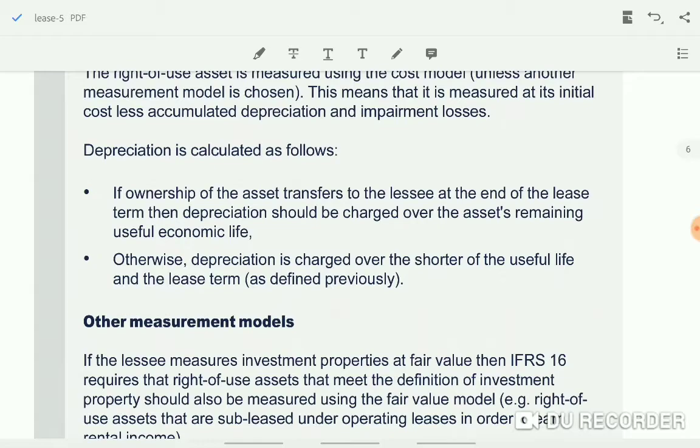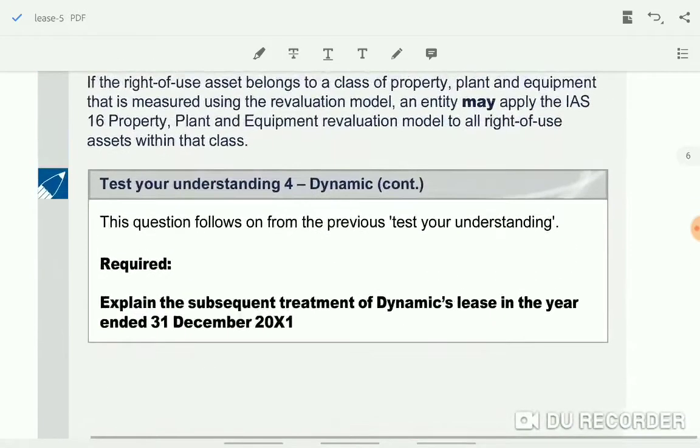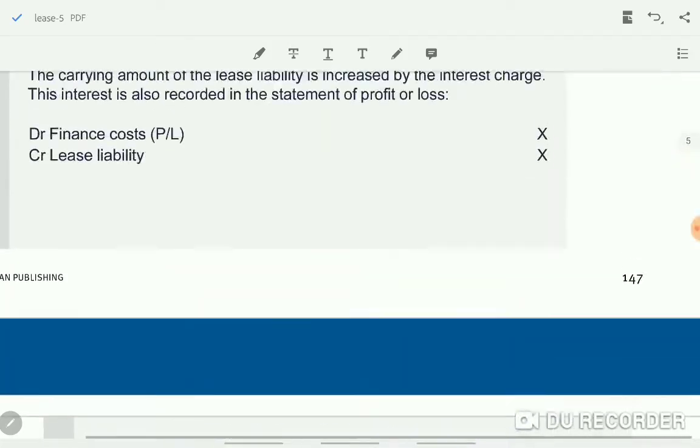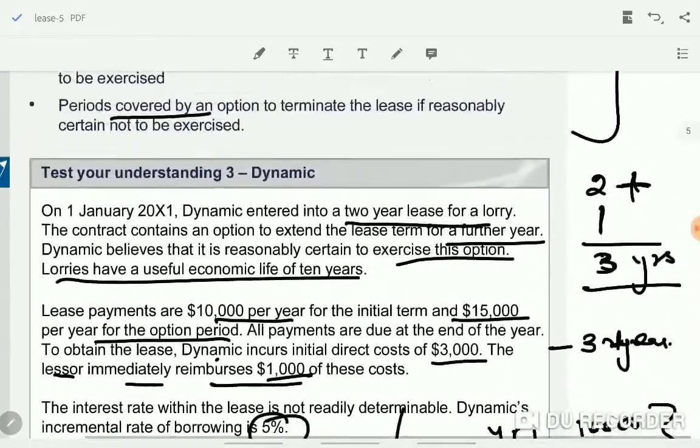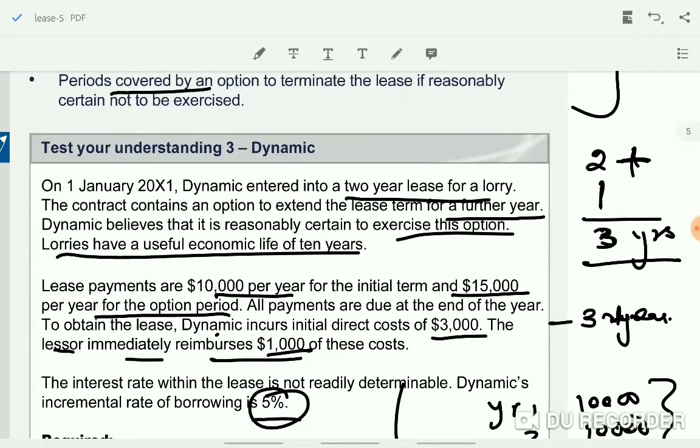Okay. Yeah, now see this test your understanding 4. This question follows on from the previous test your understanding. Explain the subsequent treatment of Dynamic's lease in the year ending December 1. I think they entered the lease contract on January 1. So at the end of the period, that is the subsequent accounting treatment. We will do that.